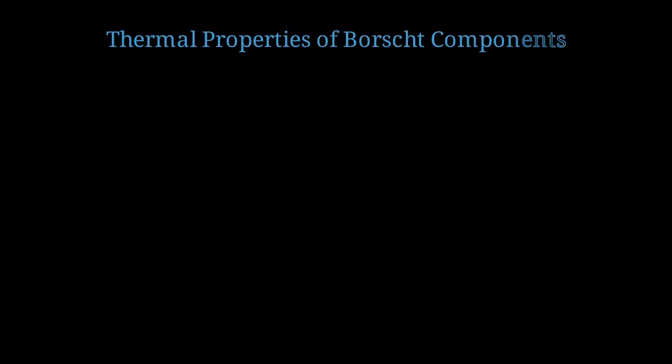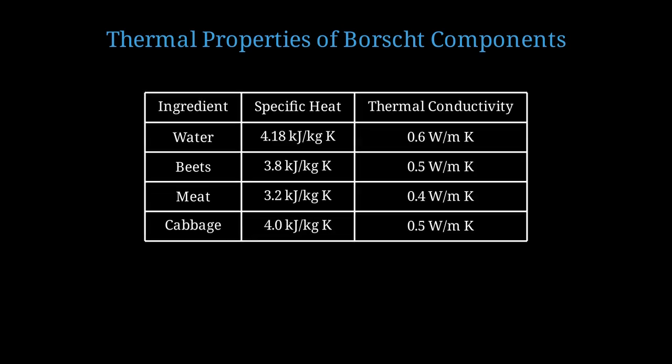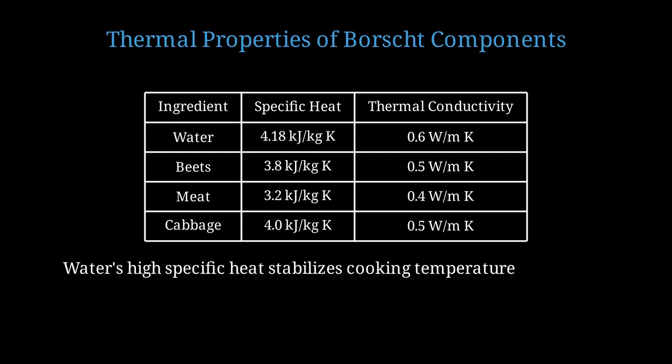Different ingredients have different thermal properties. Let's compare them quantitatively. This table shows the thermal properties of different ingredients. Notice that water has the highest specific heat, meaning it requires the most energy to heat up. Water's high specific heat is actually beneficial for cooking. It acts as a thermal buffer, preventing rapid temperature fluctuations and ensuring even cooking.